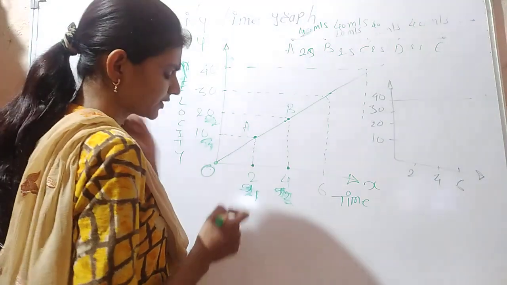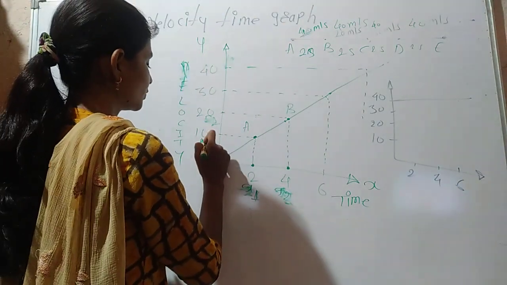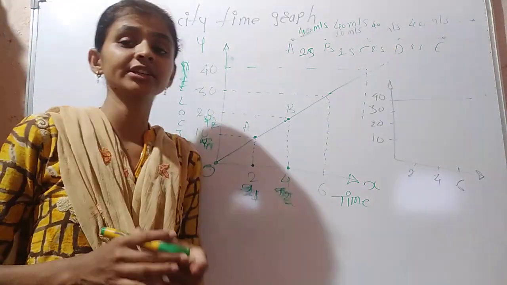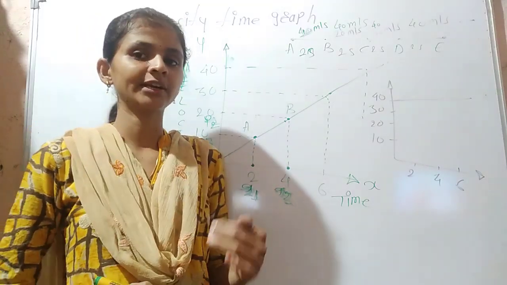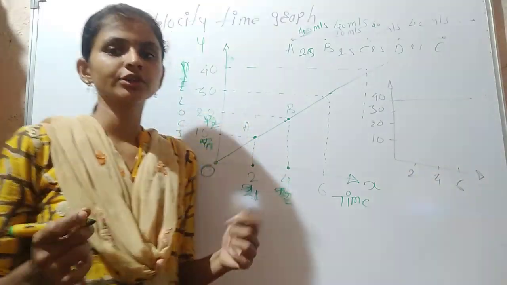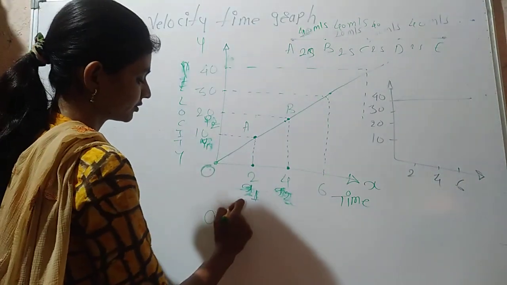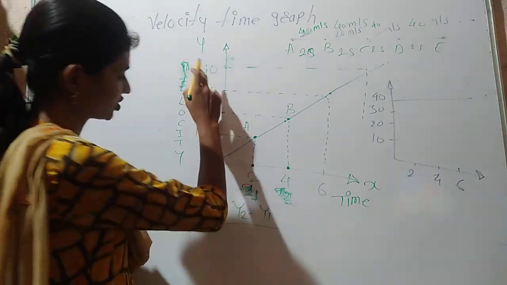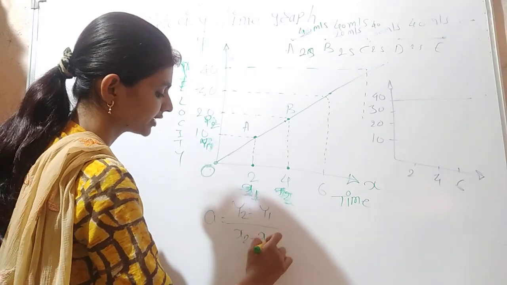In place of velocity we can consider points x1 and x2, and points y1 and y2. We know that the formula of acceleration is the change in velocity upon time, but by using the slope also we can calculate the acceleration. So how to calculate? a is equal to y2 minus y1, that is the change in velocity, upon x2 minus x1.